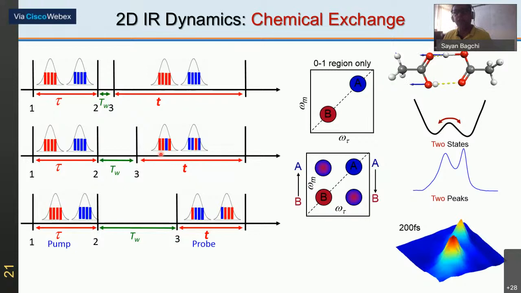And if you have a very, very long time delay, much longer than the process we are talking about, then there will be huge scrambling. A lot of the red has gone toward the blue distribution, and a lot of the blue has come to the red distribution. Initially we'll have two peaks along the diagonal. This is the pump frequency versus the probe frequency. Because the red stays red and the blue stays blue, we will have only peaks along the diagonal.